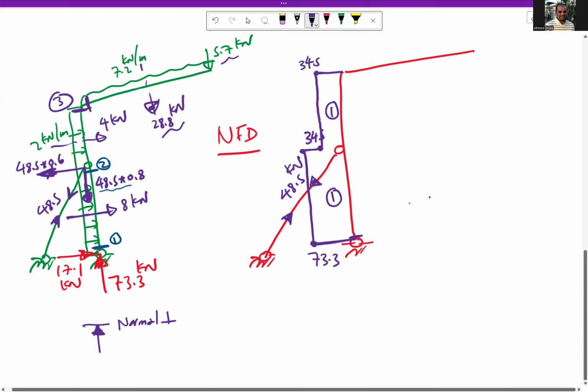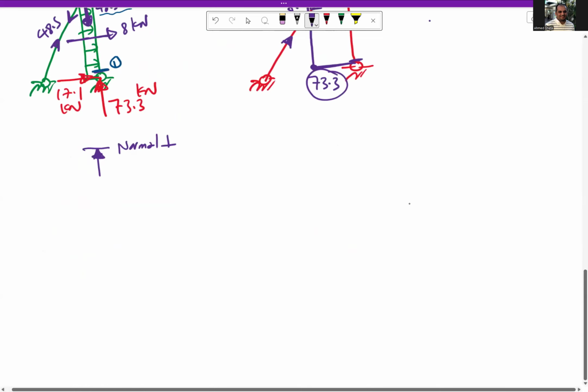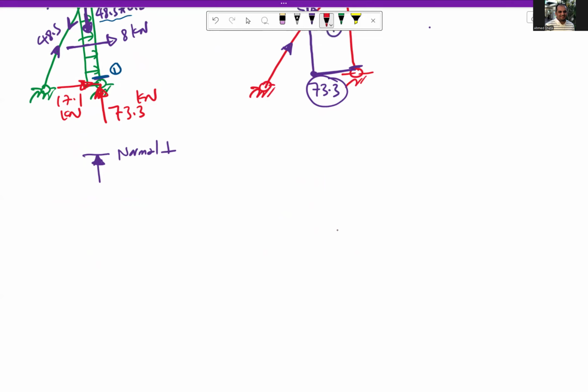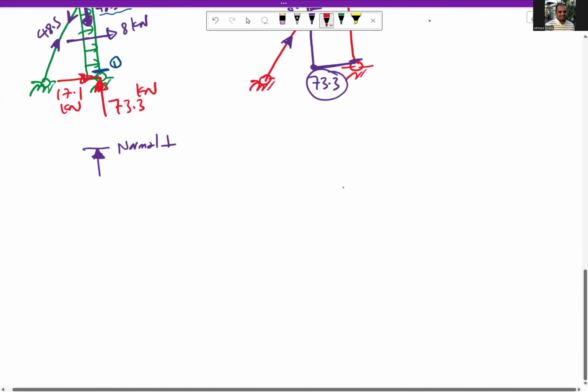Here for these two cuts, number 4 and number 5, we don't have any force perpendicular to this cut, so the normal force here is 0. So we have normal force on the column. The maximum normal force is 73.3. Okay, so this is for the normal force.